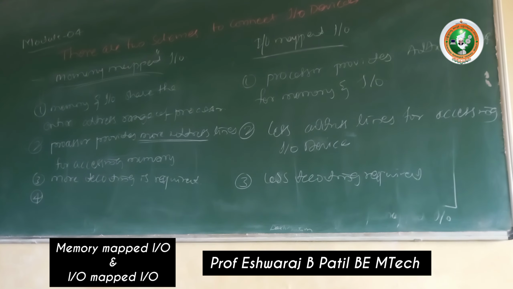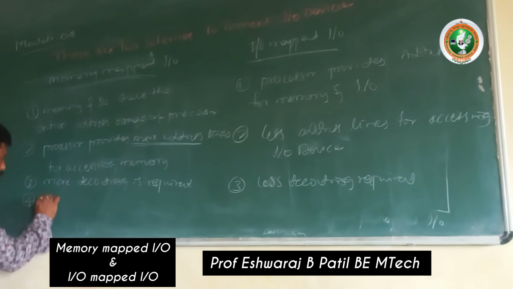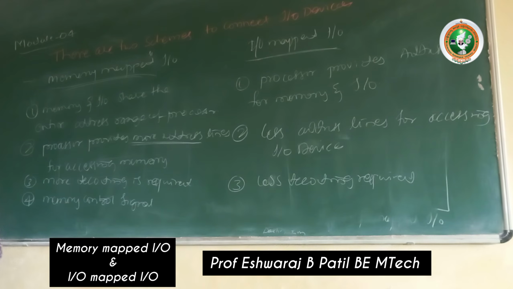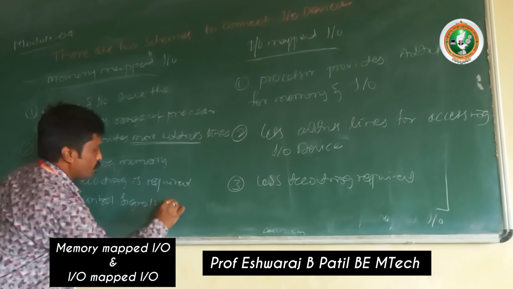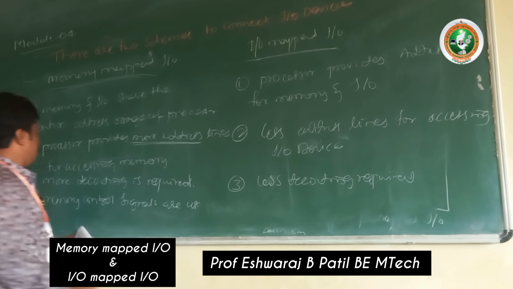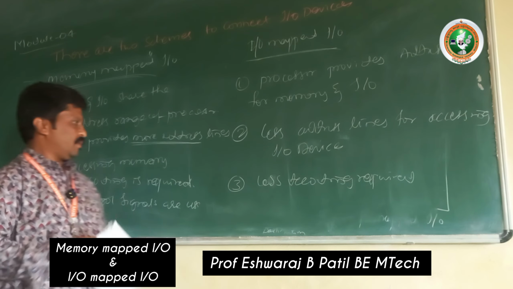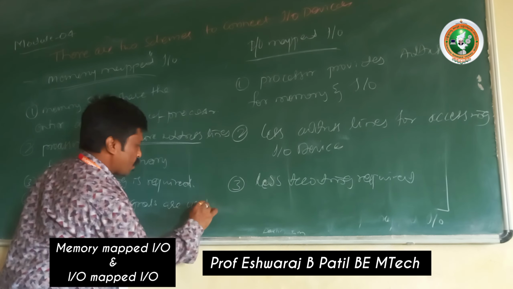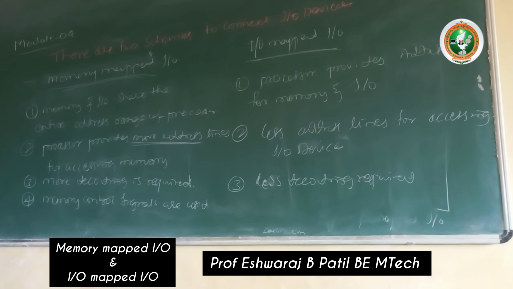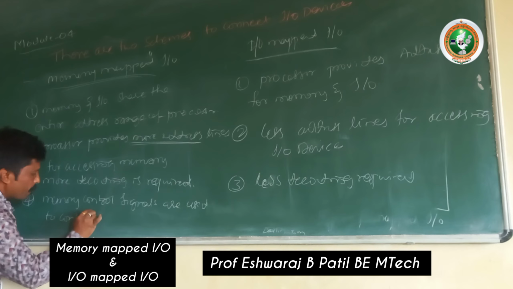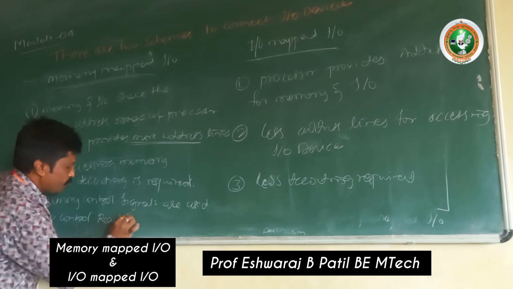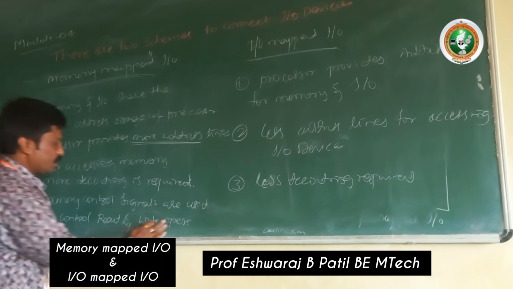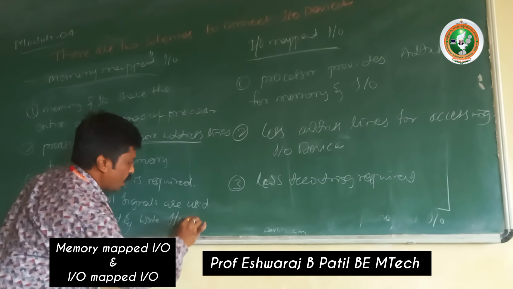Fourth one is that memory control signals are used to control the read and write operations. Here, more decoding is required; here, less decoding is required. Here the memory control signals are used to control the read and write operations, and read and write IO operations.